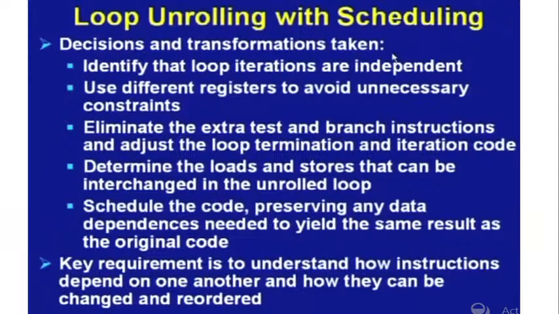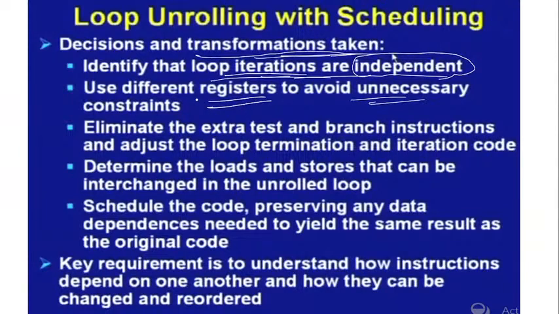So loop unrolling with the scheduling. The decisions mean how to identify the independent instructions and all. Okay, so identify that the loop iterations are independent. The compiler will do this. Use different registers to avoid unnecessary constraints. This is one very important thing. It uses different registers.